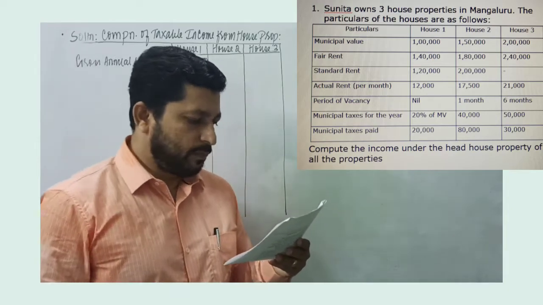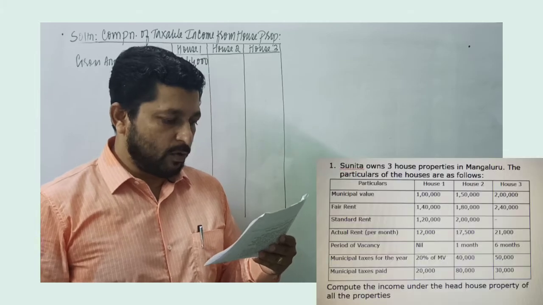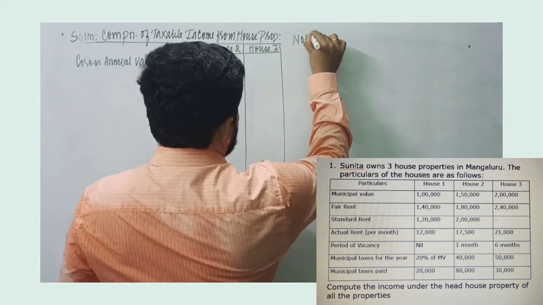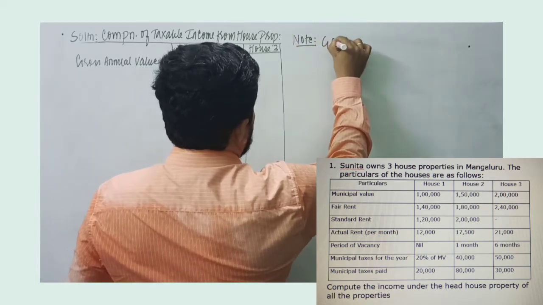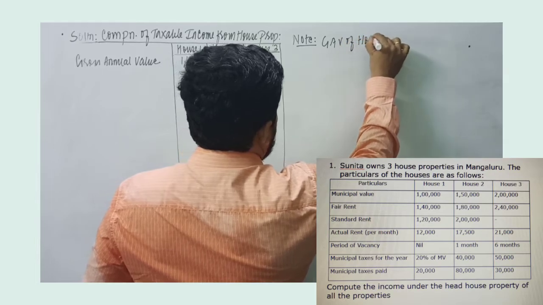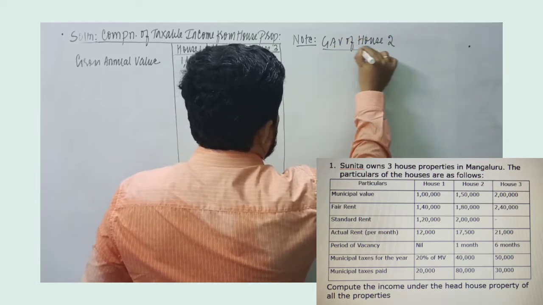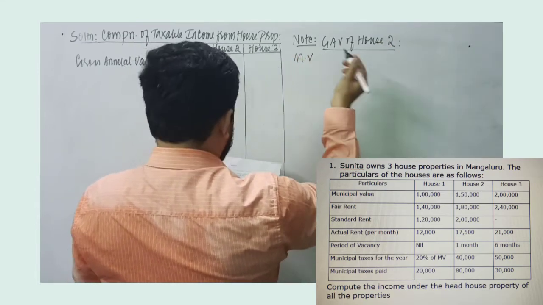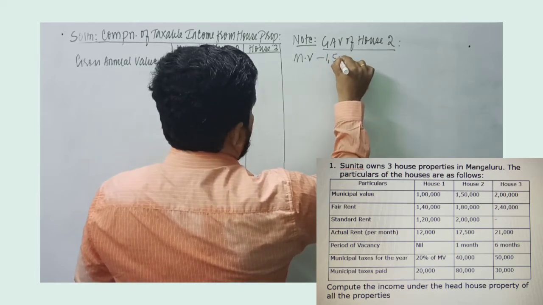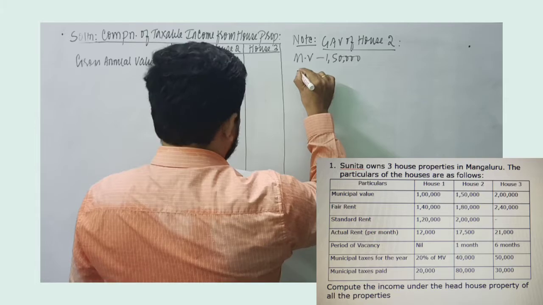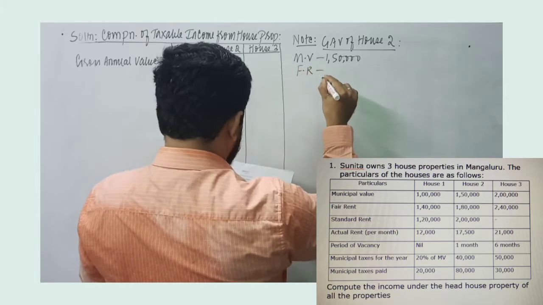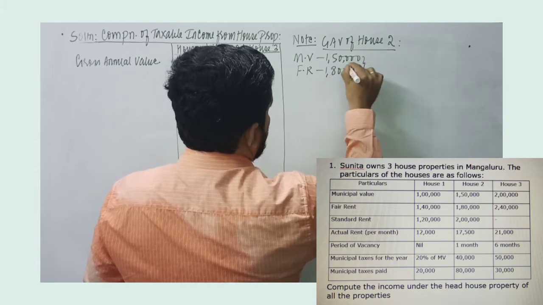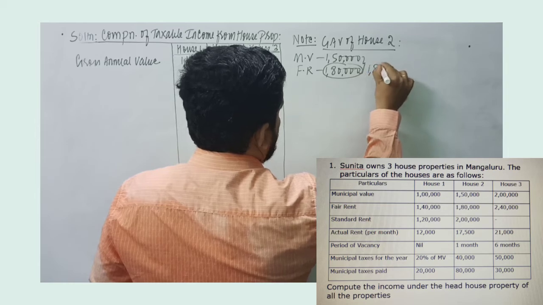Similarly, let's look at house 2. Municipal value is 1 lakh 50,000. Fair rent is 1 lakh 80,000. I think we will take a note for this. Say GAV of house 2. Say we have municipal value, you can take annual municipal value, which is 1 lakh 50,000. Compare that with fair rent. Fair rent is given for house 2 1 lakh 80,000. Among the two, whichever is more, so we get 1 lakh 80,000 is more.